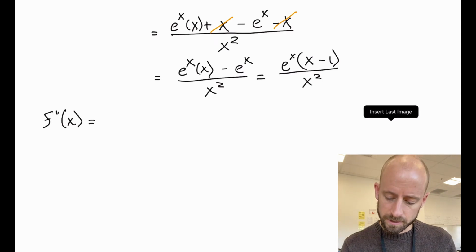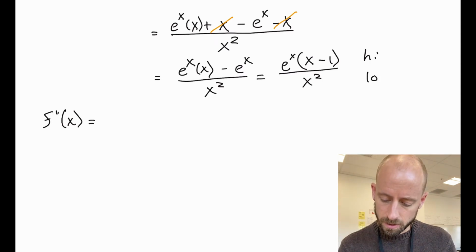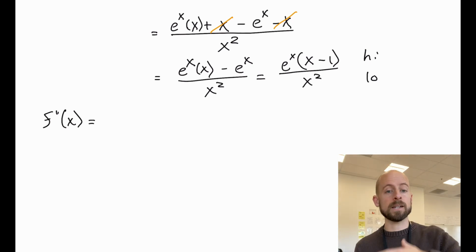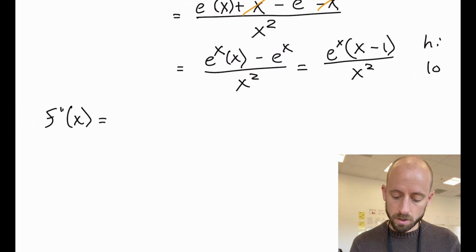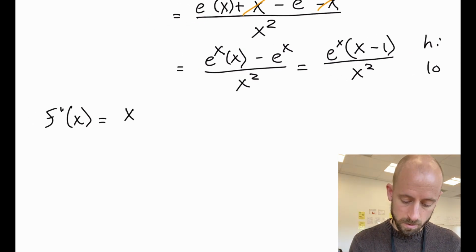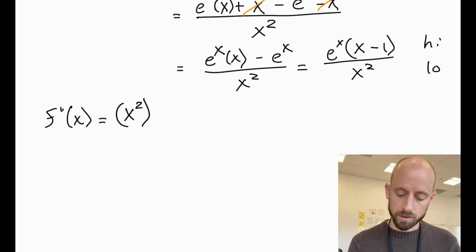So if I write that out, here's high, here's low. Low d high minus high d low over low squared. Just do the same thing. So find the second derivative. Low d high. The low is x squared. Then the derivative of the high.